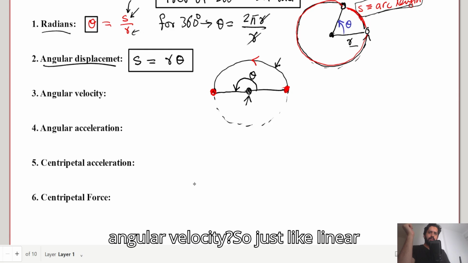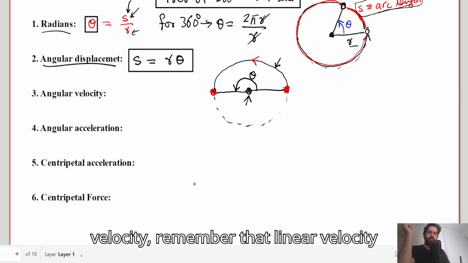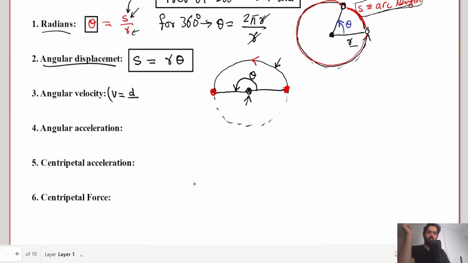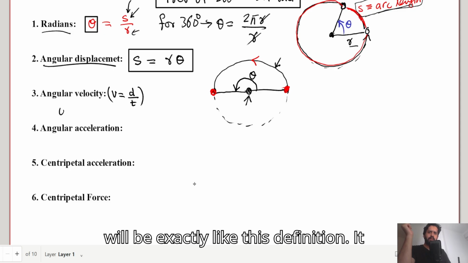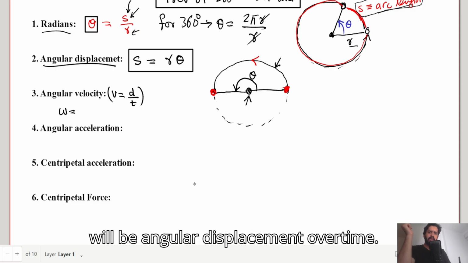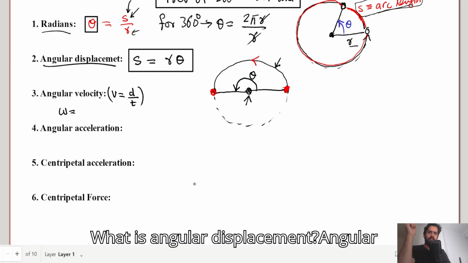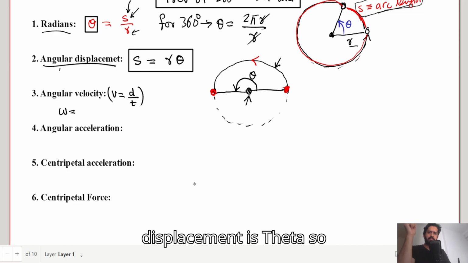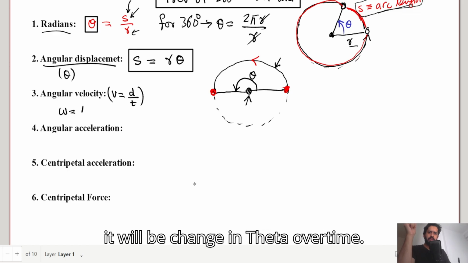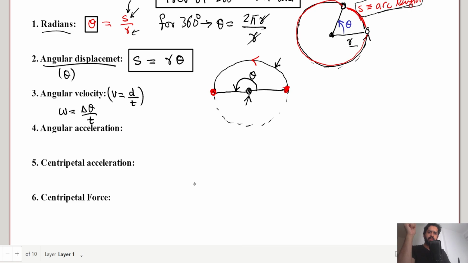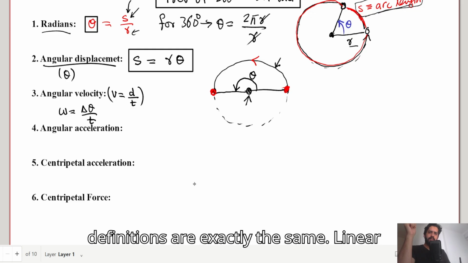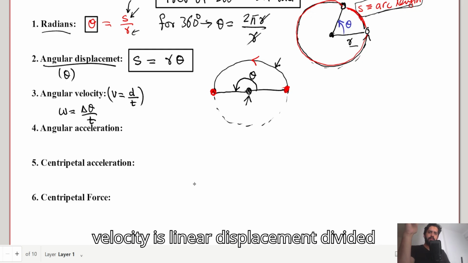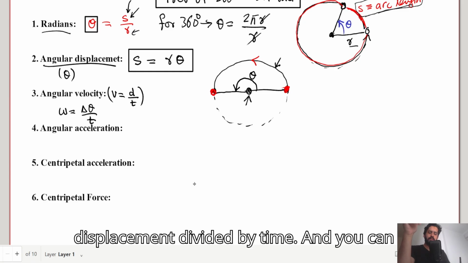Next, what is angular velocity? Just like linear velocity, remember that linear velocity is linear displacement over time. So angular velocity will be exactly like this definition. It will be angular displacement over time. What is angular displacement? Angular displacement is theta. So it will be change in theta over time, and this is angular velocity. Okay, so the definitions are exactly the same. Linear velocity is linear displacement divided by time. Angular velocity is angular displacement divided by time.